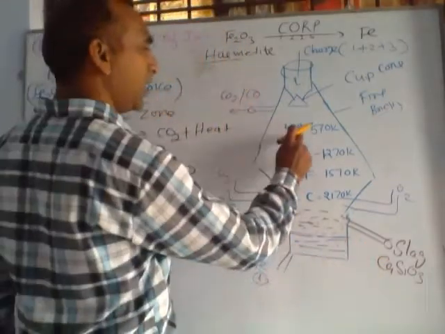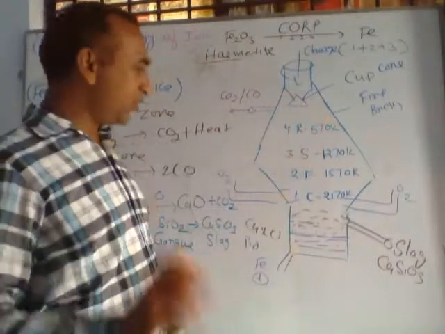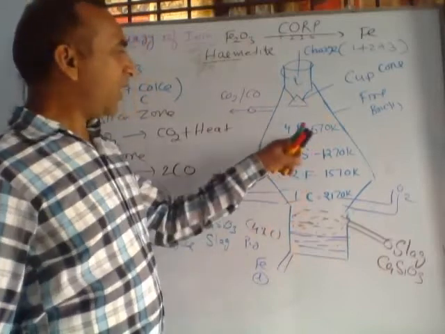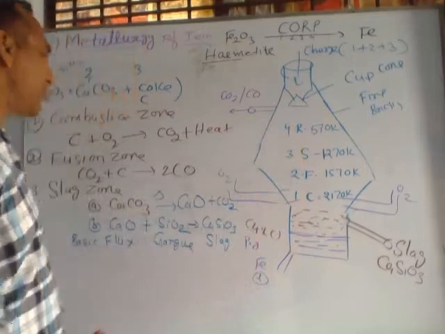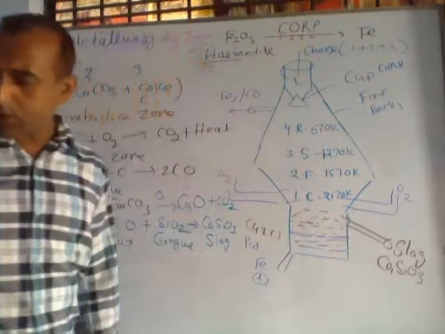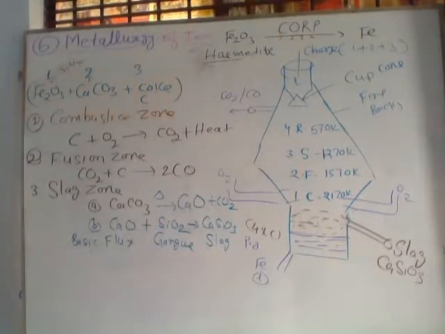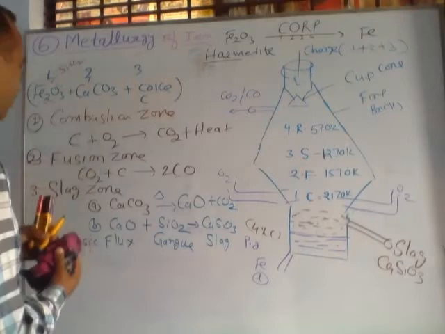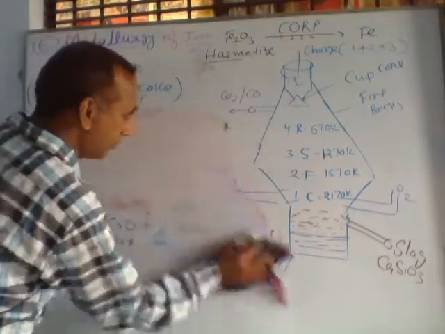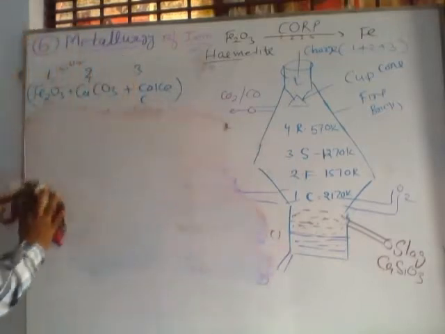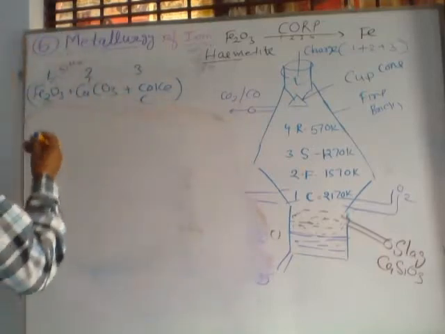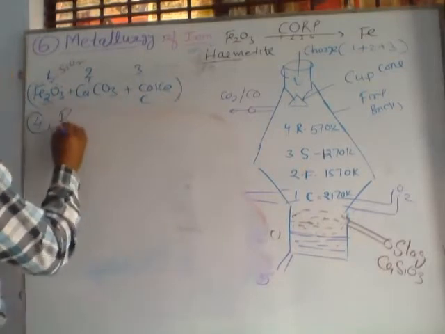Next, the last step is R for reduction. So reduction zone, combustion zone, fusion zone, slag formation zone. This is slag formation, and last is the reduction zone. Means how is iron obtained from hematite? So this is the most important zone, the last one. Okay, ready? The fourth, the last, is the reduction zone.